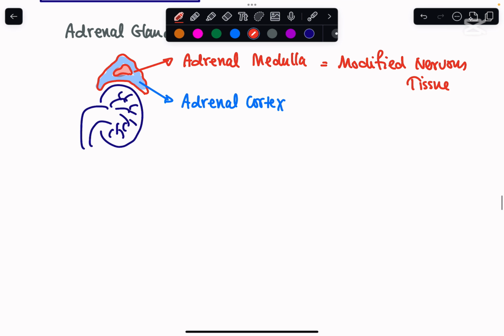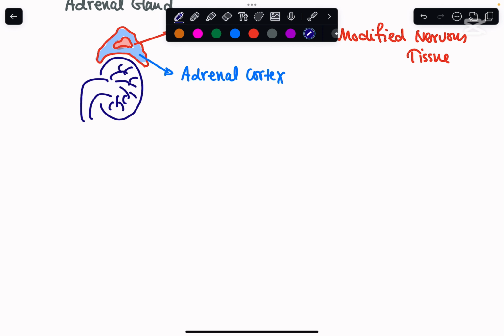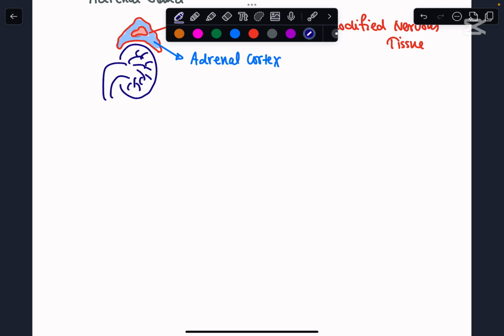Now let me explain what that means. What we said previously was that if you have your spinal cord, let's go back to your spinal cord here again.